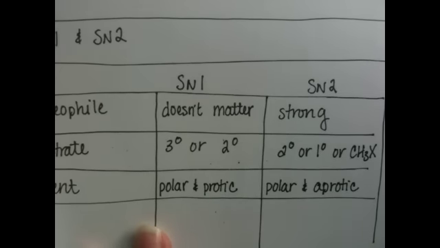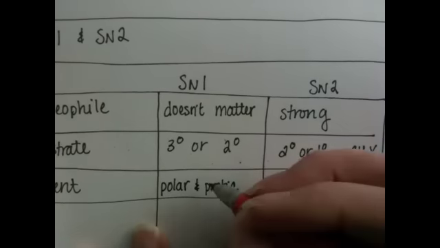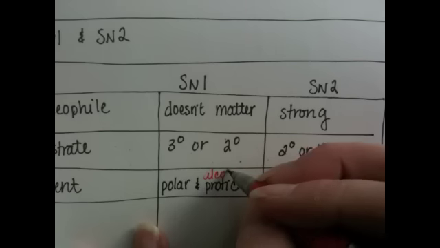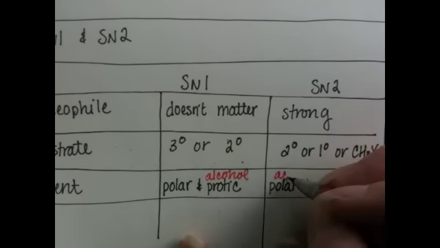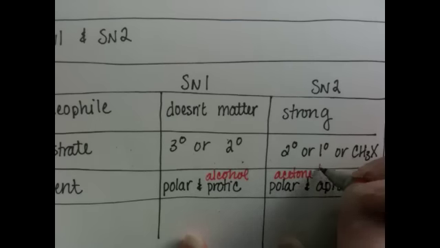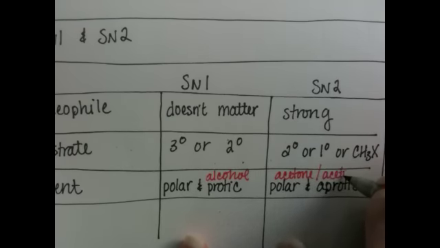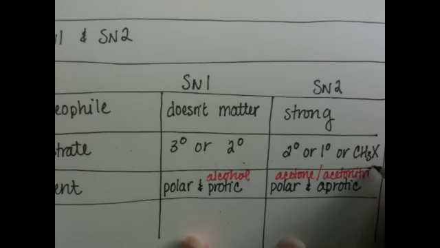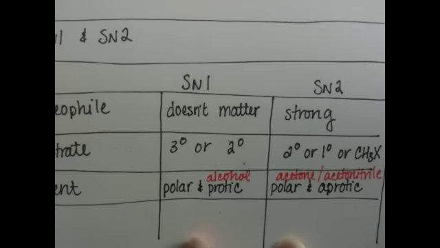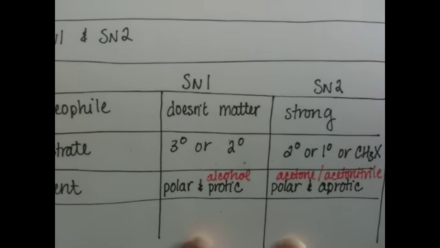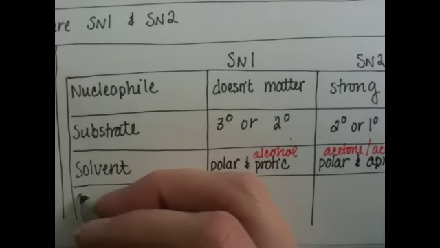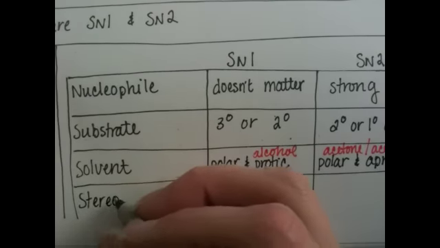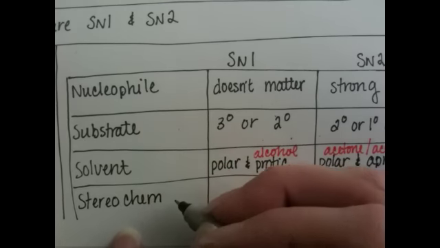And we talked about how commonly we're going to use an alcohol for SN1, and we're going to use acetone or acetonitrile for SN2. Those aren't the only solvents that can be used for these reactions, but they are the most common solvents used for these reactions. We talked about the stereochemistry of SN1 and SN2.